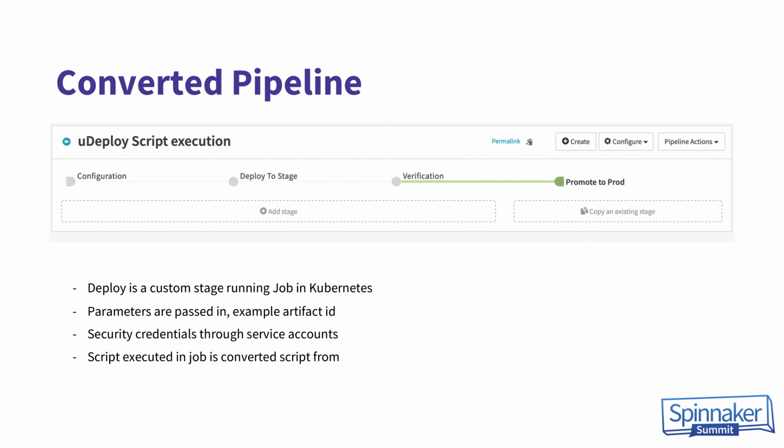So the converted pipeline would simply look like this. You would have a configuration stage where the trigger comes in. The user passes in the parameters saying, this is my list of servers that I want to deploy on. And you pass the artifact. And the deploy stage would just go deploy to those VMs. It will run a job, pass the variables to it.